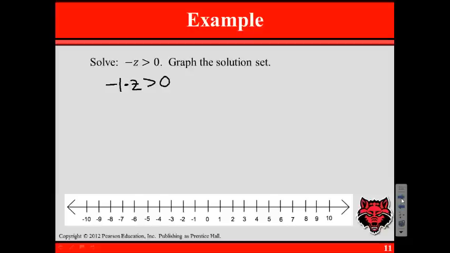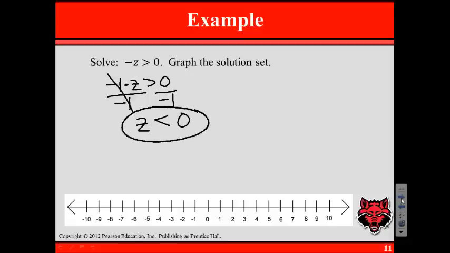So we need to solve for z. Right now we need to eliminate this negative 1 that we're multiplying by. So we divide both sides by negative 1. The negative 1's cancel on the left-hand side. We're left with z. Remember, when we divide by a negative, the sign reverses direction. So instead of greater than, we have less than. Z is less than 0, since 0 divided by negative 1 is 0. So this is the solved inequality notation.